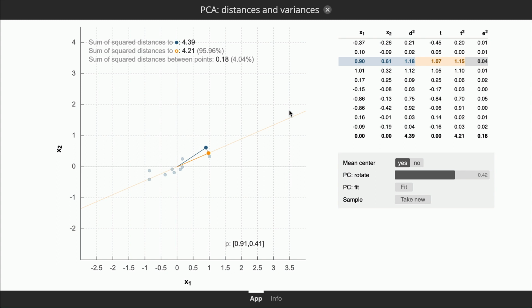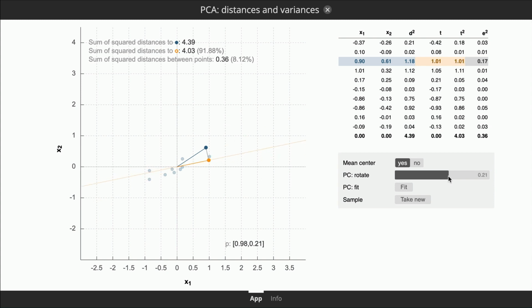So we have a latent variable, we have projected points, we have the spread variance of the projected points, we have the spread variance of the original points, and then we have the residual variance, right? And for example, in PCA, we try to find the orientation of the principal component that minimizes the sum of squared residual distances or maximizes the spread of the orange points, the projected points.